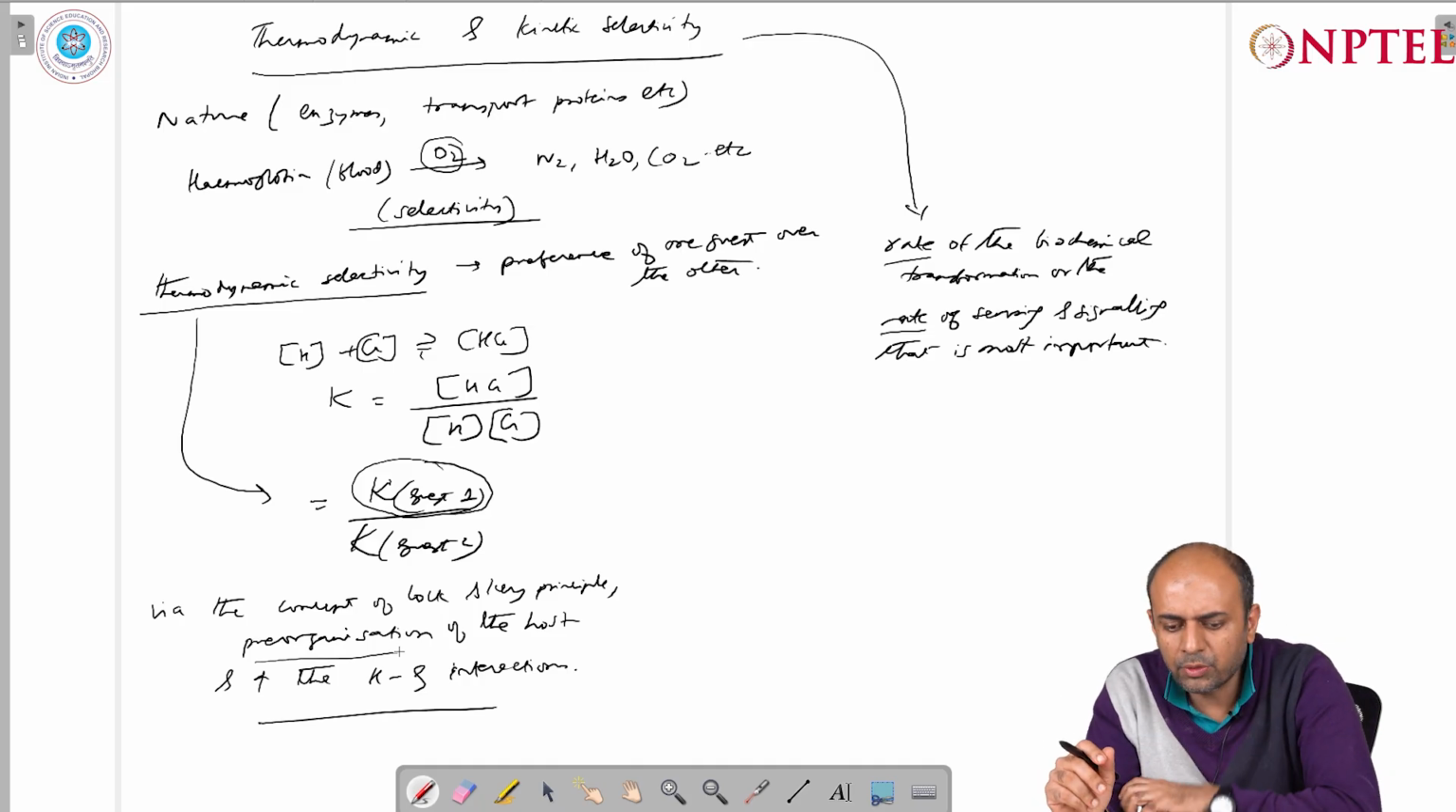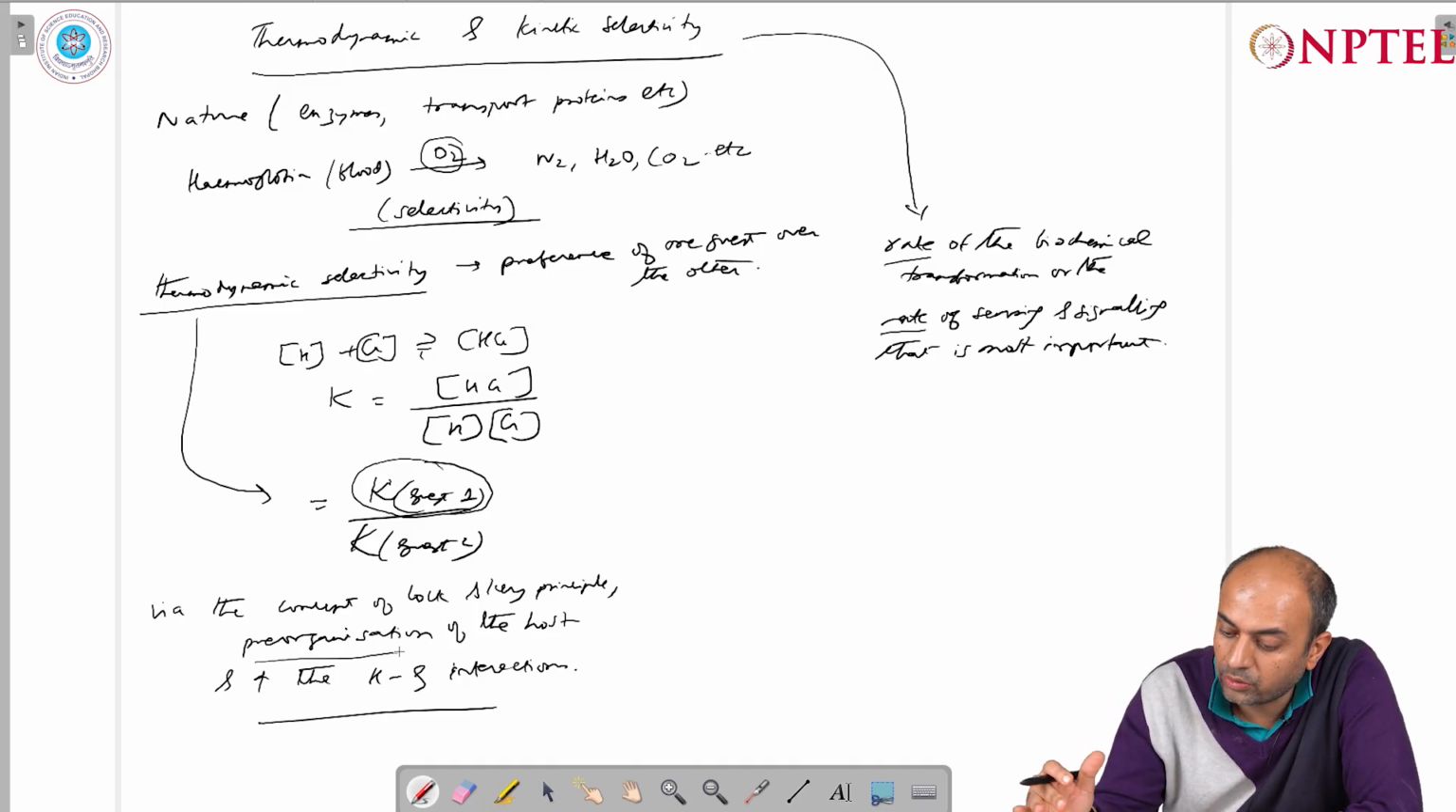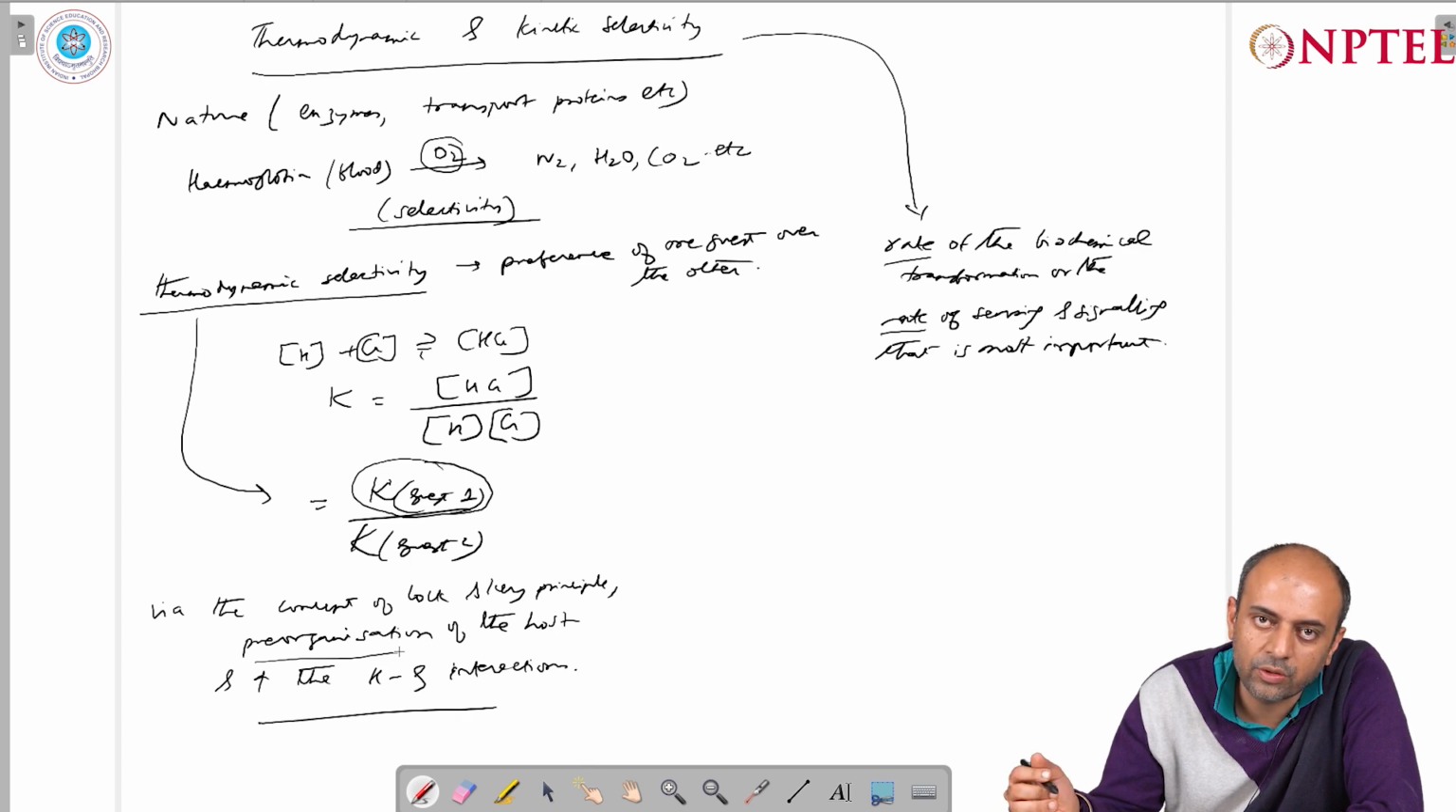So, kinetic and thermodynamic selectivity also play a very important role in trying to understand, for example, supramolecular catalysis, biological processes, and so on and so forth, and we will be discussing some of these things later on in the course as well.